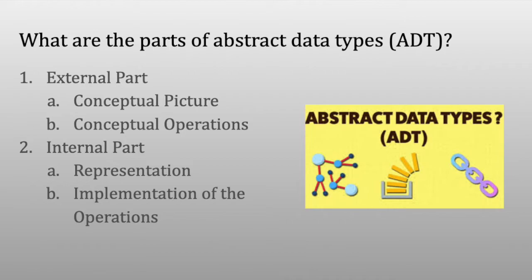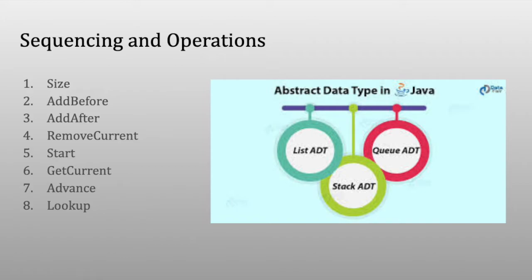So, moving on to our next question: what is the sequence abstract data type, and what are the operations? So, the sequence abstract data type is an ordered collection of items in which one is a current item.